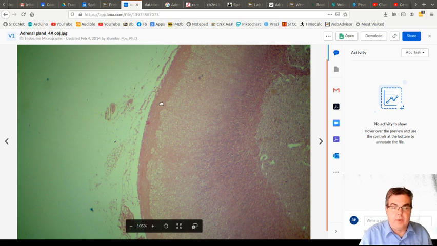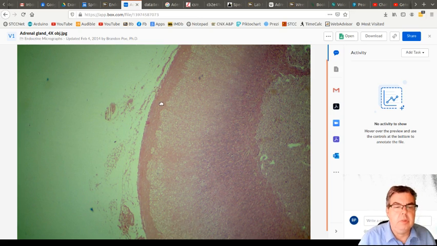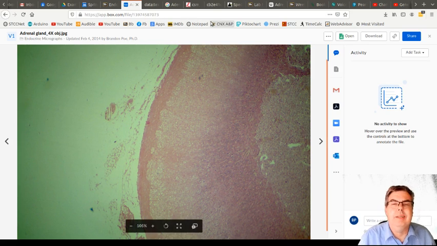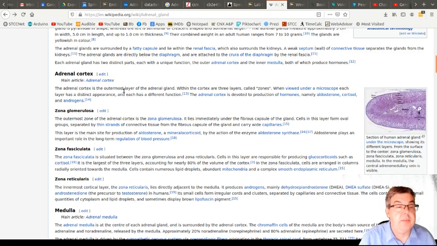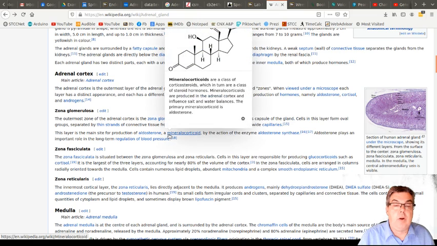This is stained differently than the Wikipedia page, so it's a little tough to put them side by side. But, so this should be the zona, what did I say? This is why I always have to pull it up because I get the names messed up. Glomerulosa. The zona glomerulosa makes what are called mineralocorticoids, which is a class of steroid hormone that has to do with regulating minerals. So a good example of that is aldosterone, which influences the kidney's handling of sodium as a mineral.